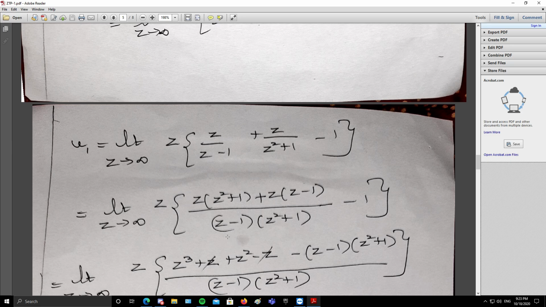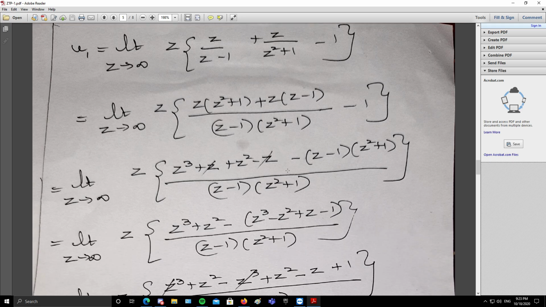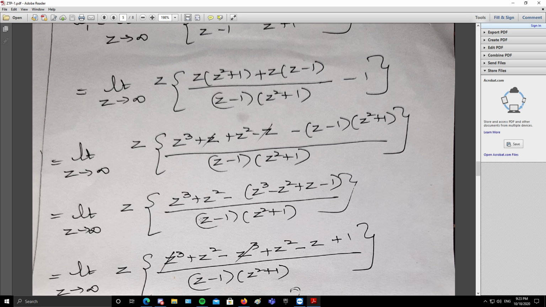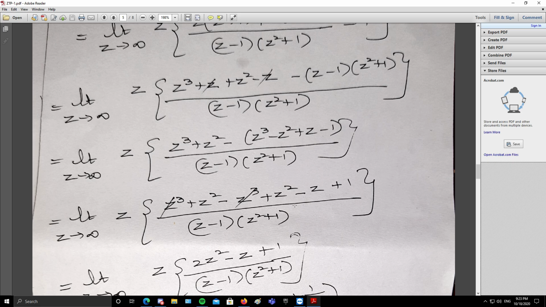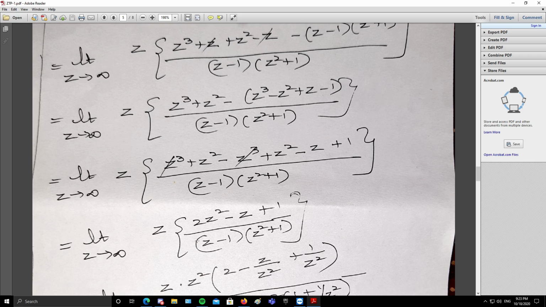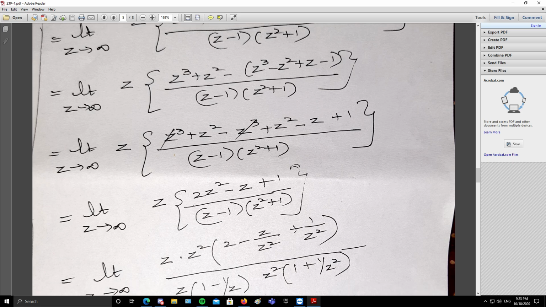So z times the LCM, which is z minus 1 into z square plus 1, and so here you have z into z square plus 1 plus z into z minus 1 minus z minus 1 into z square plus 1. So you simplify, z cube gets cancelled, and so you have 2z square minus z plus 1 within the brackets, and the numerator is 2z square minus z plus 1 by z minus 1 into z square plus 1. Outside the bracket you have z. Again it takes up infinity by infinity form. So take the highest power of z out.